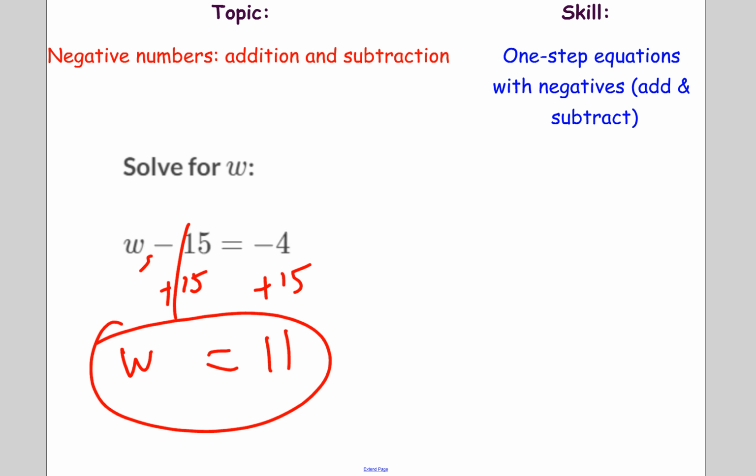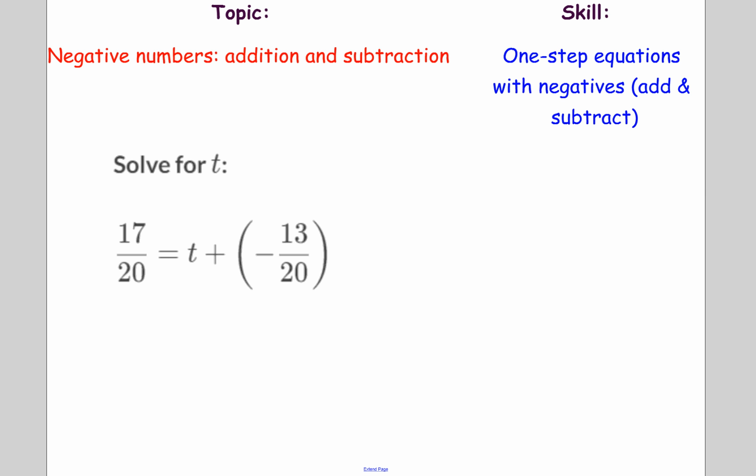Well, guess what, folks? I am going to check it. I'm going to check it by replacing W with 11. So 11 minus 15, well, it's 11 and negative 15. Add them together and I get negative 4, and I am smiling because that's the same answer I'm looking for. All right, let's go to the next problem.